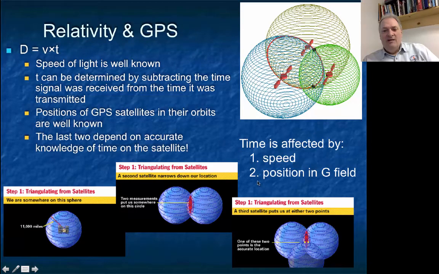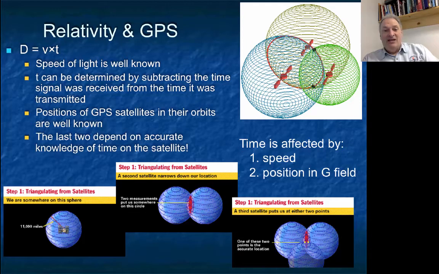The second way that time is affected relativistically is by your position in a gravitational field. If you saw the movie Interstellar, it plays on this quite a lot. So if you're deep in a gravitational field, then time slows down for you. And if you're higher up, further, not as deep in the gravitational field, then time moves faster.